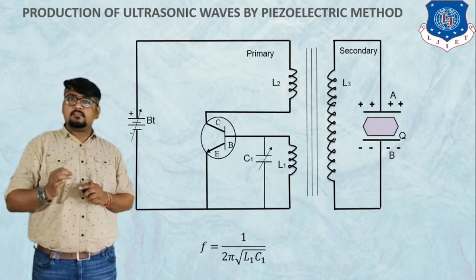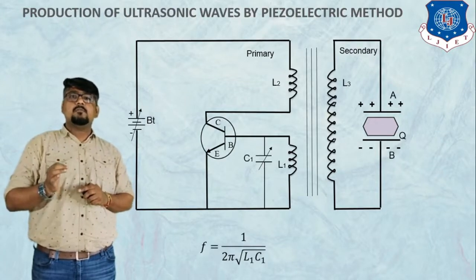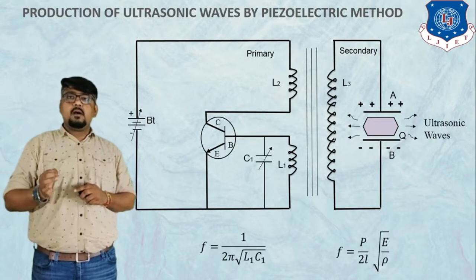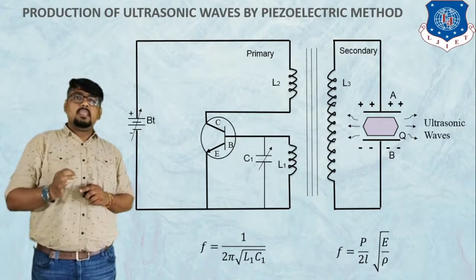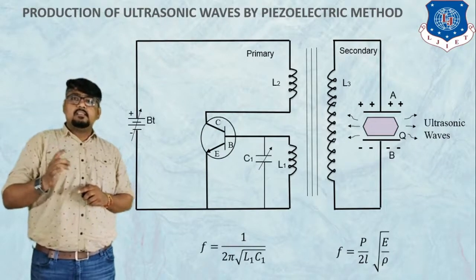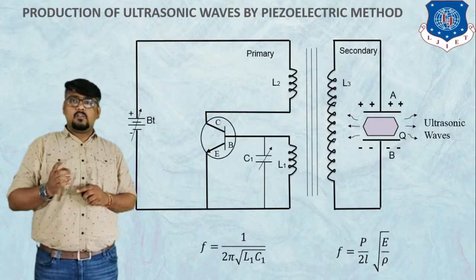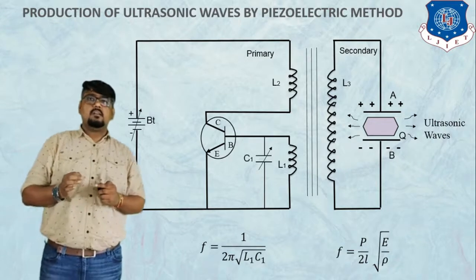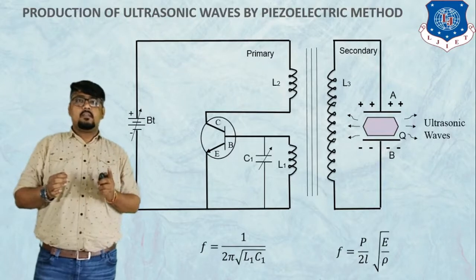At the resonance state, the crystal vibrates and produces ultrasonic waves of frequency f = P/2L under root E by rho. Here, P is the number of fundamental nodes, L is the thickness of the crystal, E is the Young's modulus of the crystal, and rho is the density of the crystal. This is the method for production of ultrasonic waves by the piezoelectric method.